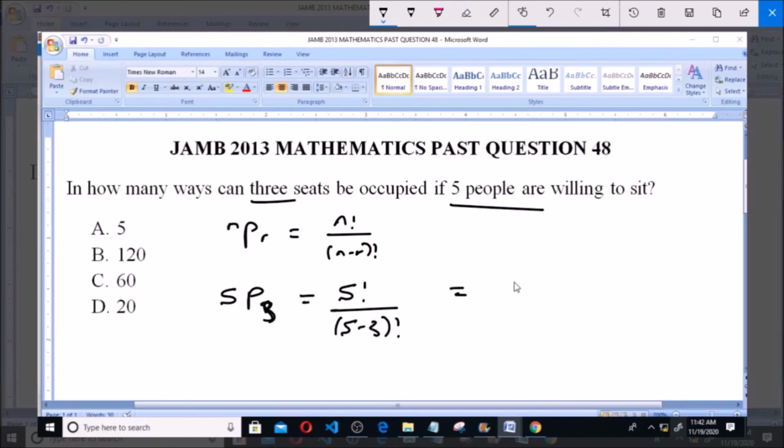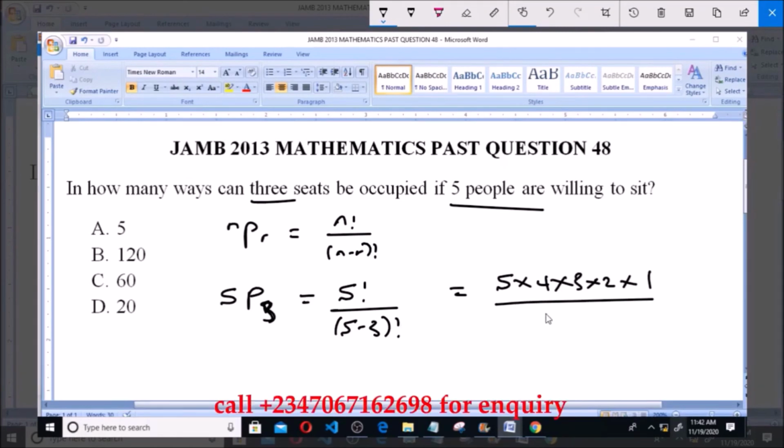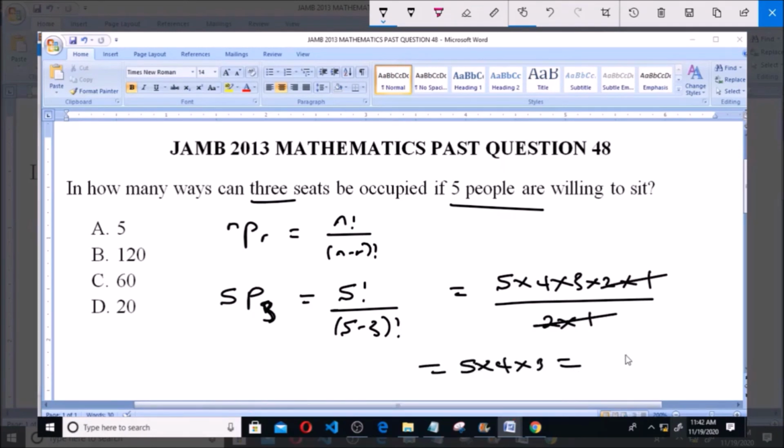Now this is equal to 5 multiplied by 4 times 3 times 2 times 1 all over 5 minus 3, which will give us 2. That's 2 factorial, which is 2 times 1. Now 2 times 1, we cancel this 2 times 1 here, so we are left with 5 times 4 times 3, and that is equal to 60, which is option C.